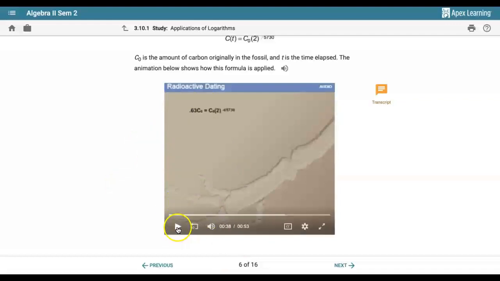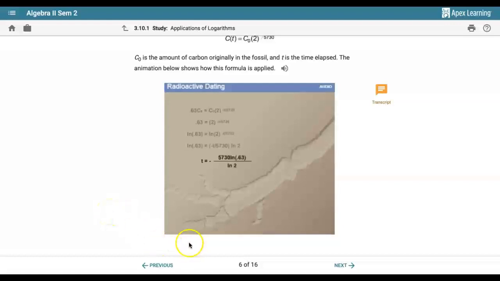Sides of the equation by C sub 0, you are left with this equation. Now solve for T. We conclude that the artifact is approximately 3,819 years old.